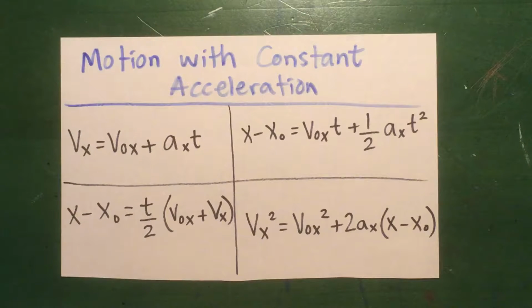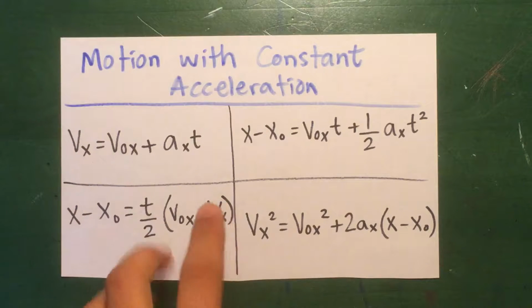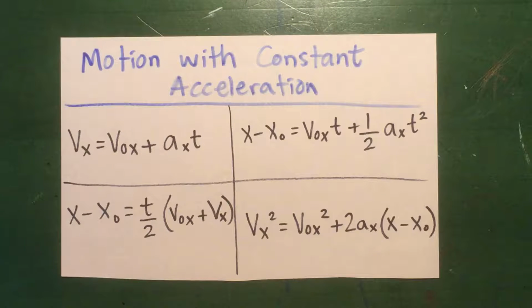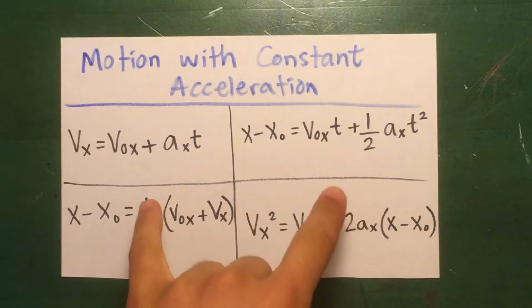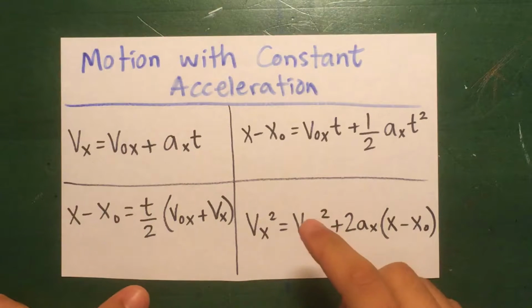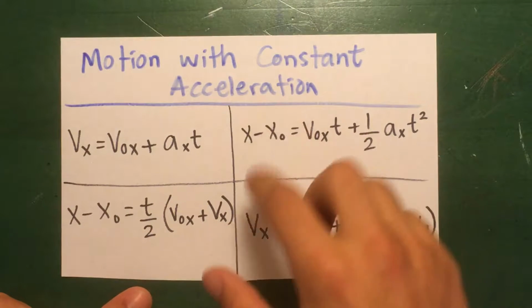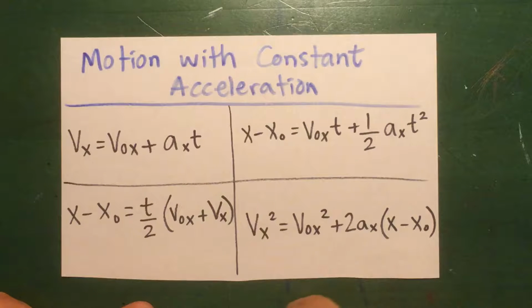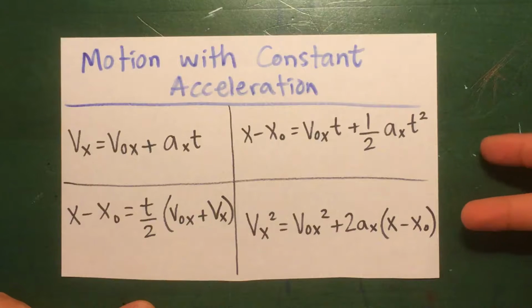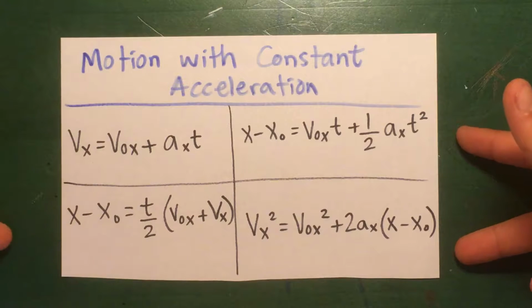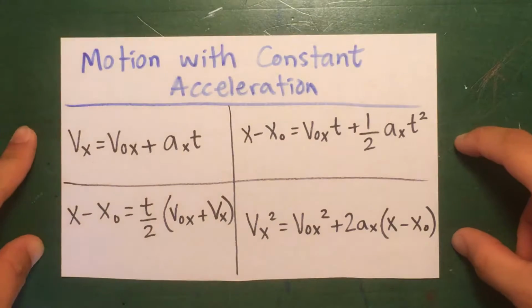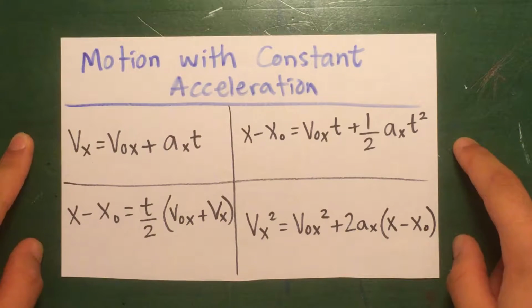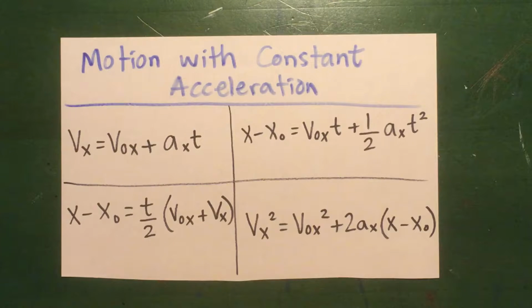Hey everybody, in this video I'm going to talk to you about motion with constant acceleration in physics. These kinematical equations are very useful, and you can only use them when you know that acceleration is constant throughout. Most of the time, if not all the time, you're using these in projectile motion problems. And so yeah, these are the four equations.